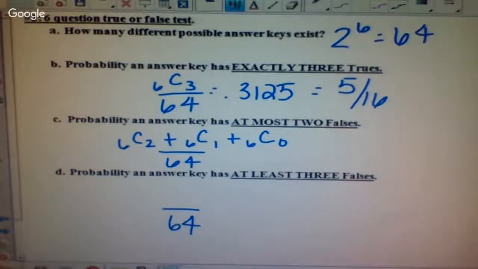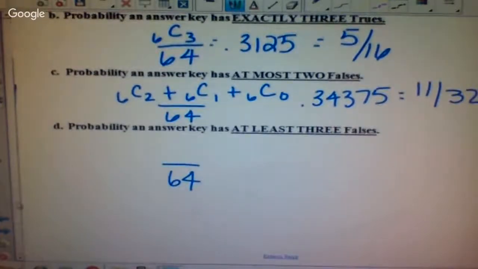Anybody get an answer for C? 0.34375. 0.34, which comes out to be 11 over 32 when it's reduced. How do you change it to a fraction again? You go to math, choice number 1. On the test you're taking tomorrow, I don't care. And then again, on your final exam, if your answers are in decimals, you'll know to put it in decimal.